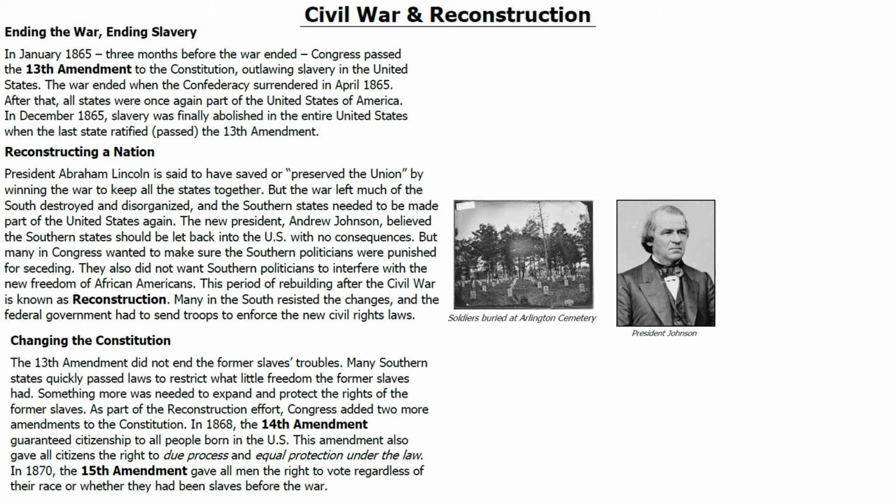As part of the Reconstruction effort, Congress added 2 more amendments to the Constitution. In 1868, the 14th Amendment guaranteed citizenship to all people born in the United States. This amendment also gave all citizens the right to due process and equal protection under the law. In 1870, the 15th Amendment gave all men the right to vote regardless of their race or whether they had been slaves before the war.